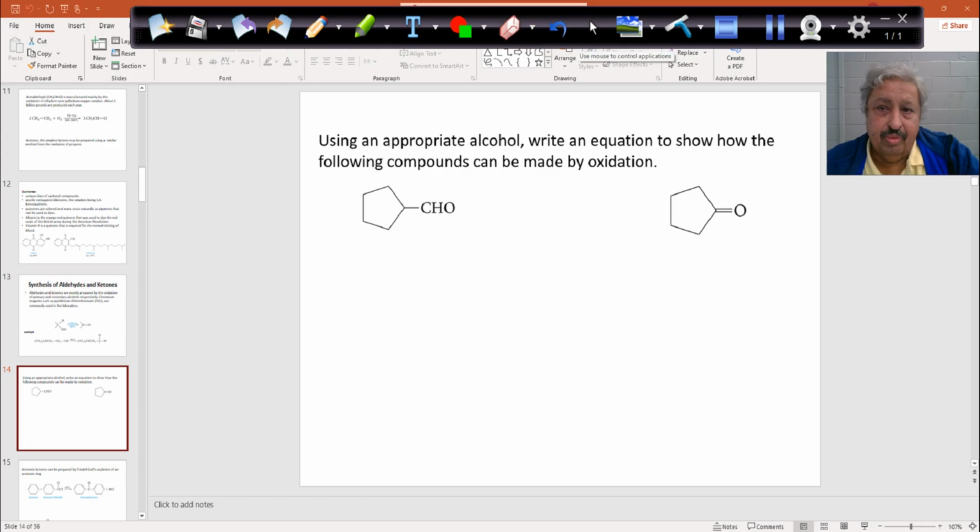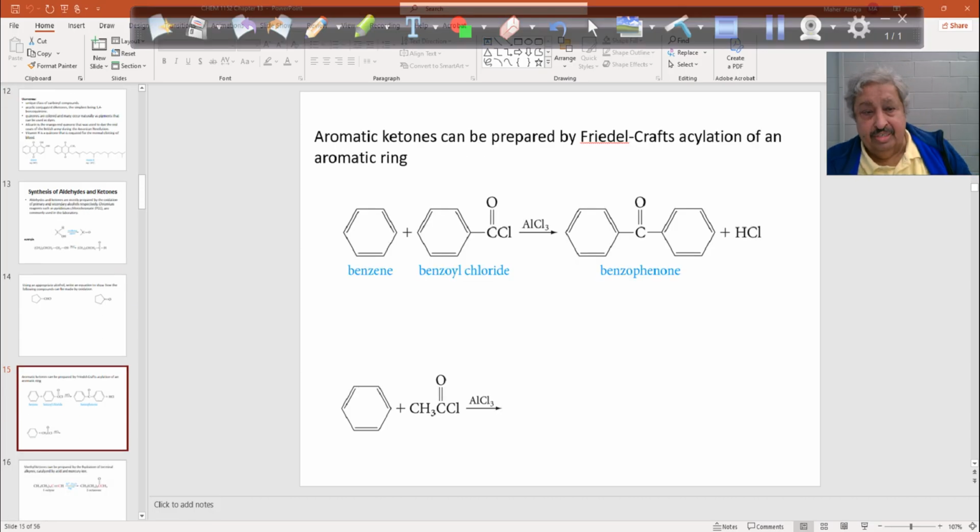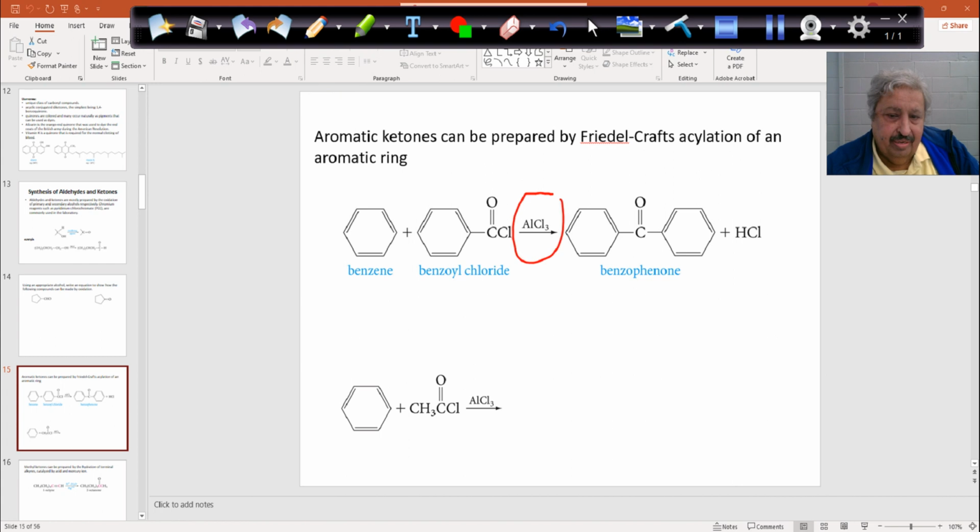So now this one here, we have Friedel-Crafts alkylation or acylation. There is Friedel-Crafts alkylation with K, and there is Friedel-Crafts acylation with C, both. So we use aluminum chloride as a catalyst here.